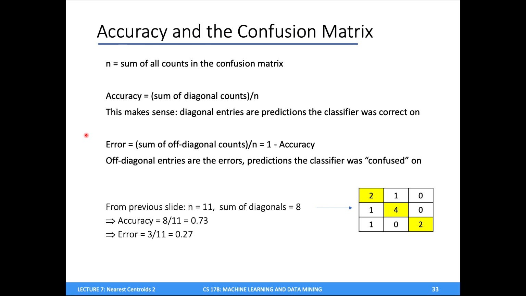So for example, using that confusion matrix from the previous slide, if we sum up the diagonal, we get 8 correct predictions. If we sum up all the numbers in this table, we'll see there's a total of 11 predictions. And so the accuracy here is something like 73%. And the error rate, of course, is then 3 over 11. It's this one plus this one plus this one. We get an error rate of about 27%.